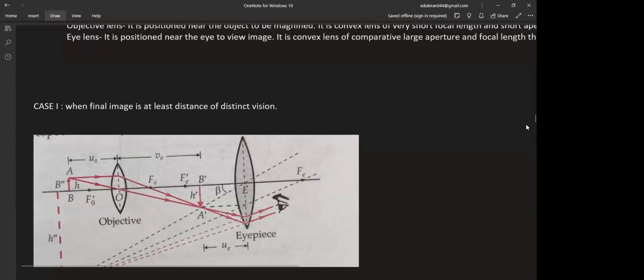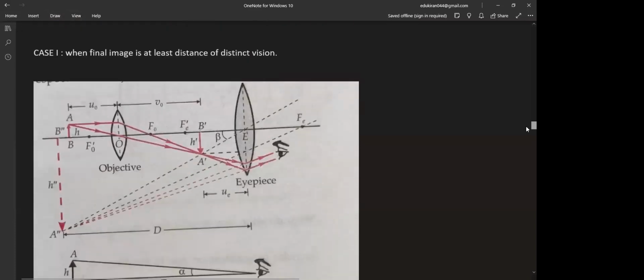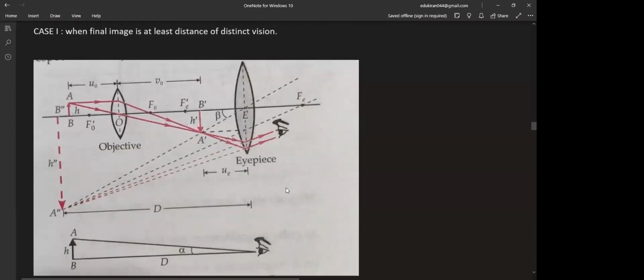All right, look here. So when the image is formed at least distance of distinct vision, this is the case initially. AB is the object subtending angle alpha at the human eye. This is the object AB kept. Now one ray gets shifted here, refracted. This is the second ray which passes through the optical center. And both of these intersect at a point. So you have the intermediate image first, that is A dash B dash.